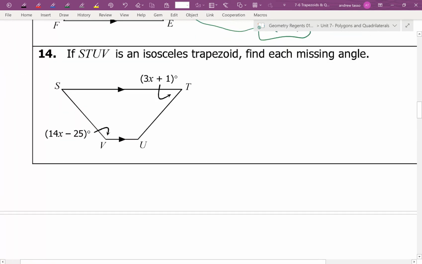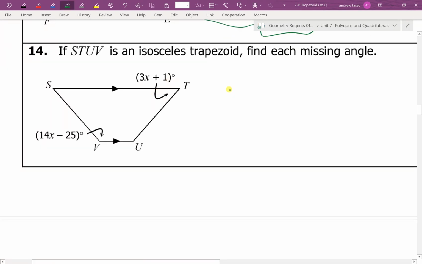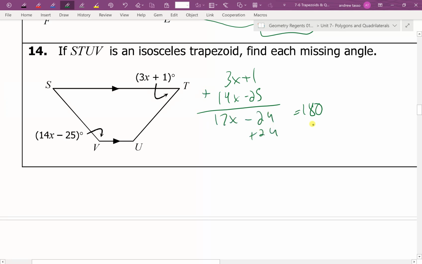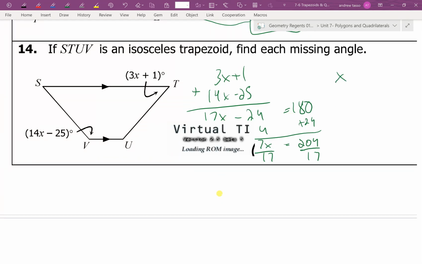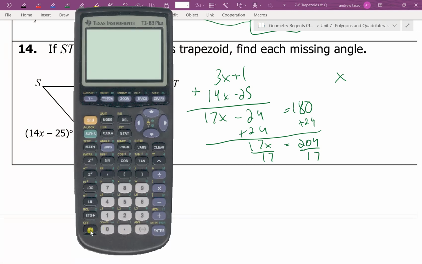And last one, these two angles are also going to be supplementary. So we would add the expressions and set equal to 180. Right, we have 17x minus 24. So we add 24 to both sides. And then we can divide by 17. And of course, if you're having trouble with your division, you can use your calculator. No problem there. So 204 divided by 17, you get 12.